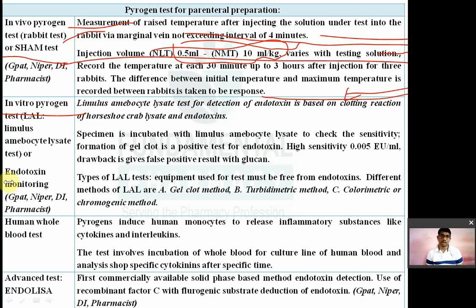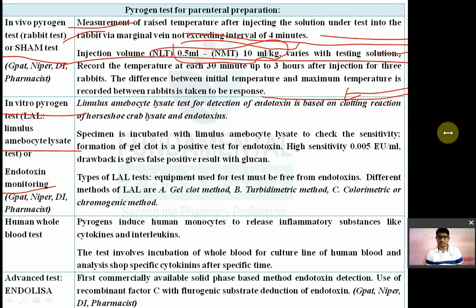LAL means Limulus Amoebocyte Lysate. So LAL test means what? Limulus Amoebocyte Lysate. So it is a particular test for endotoxin monitoring. कि आपके solution में endotoxin है क्या नहीं. So endotoxins are also responsible for the increase in body temperature, so you can call them pyrogens. So endotoxin or pyrogen.